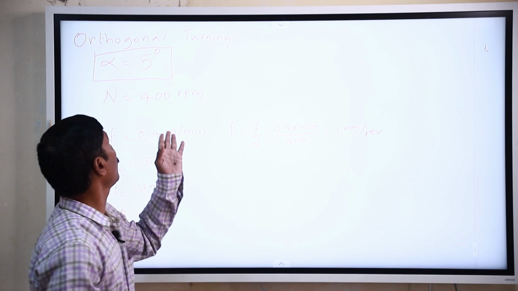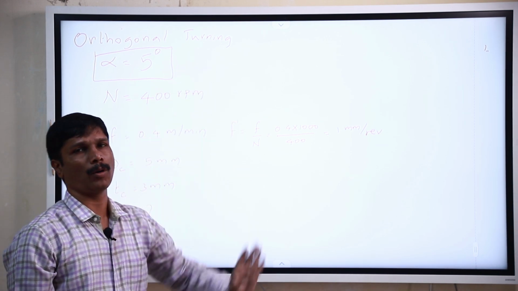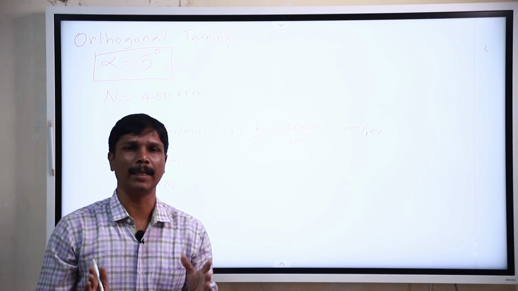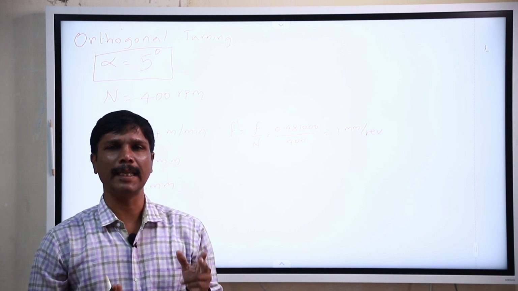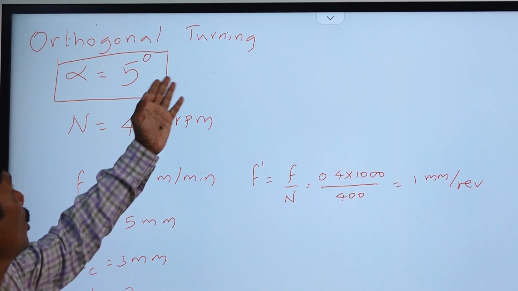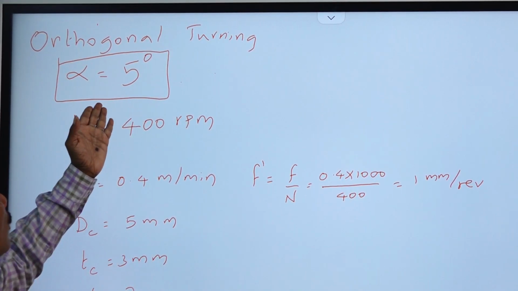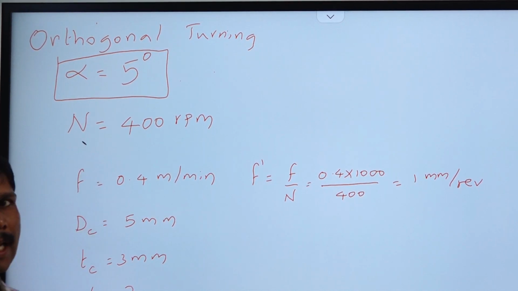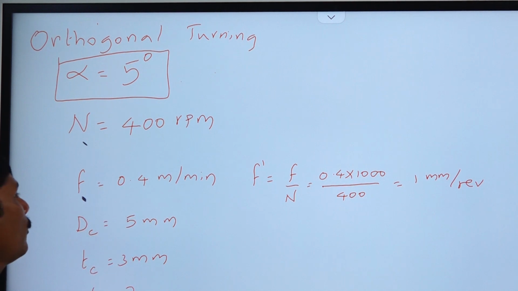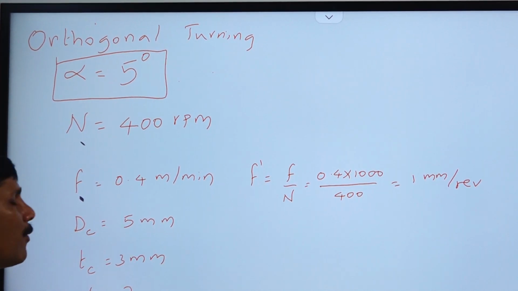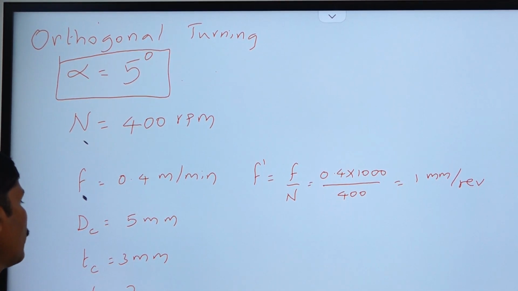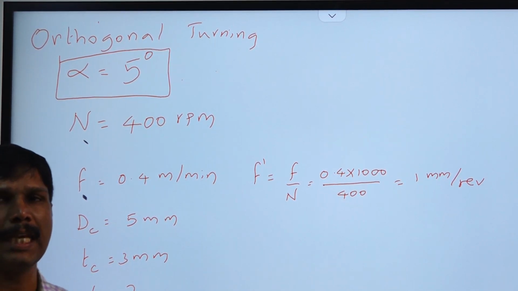We are going to solve one problem which is an orthogonal turning problem. We have two types of cutting, orthogonal cutting and oblique cutting. In orthogonal cutting, the cutting edge is perpendicular to the cutting direction; in oblique cutting it is inclined. In the orthogonal turning problem, alpha equals 5 degrees, rotational speed n equals 400 rpm, feed is 0.4 meter per minute, depth of cut is 5 millimeter, and chip thickness is 3 mm. They ask for the shear angle.